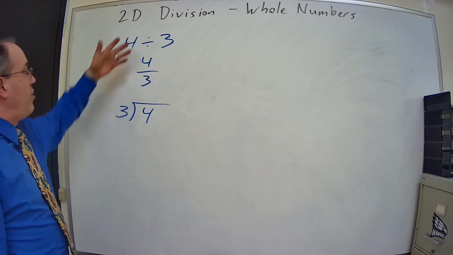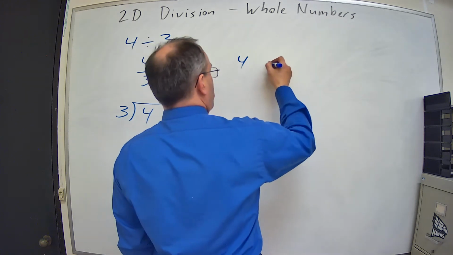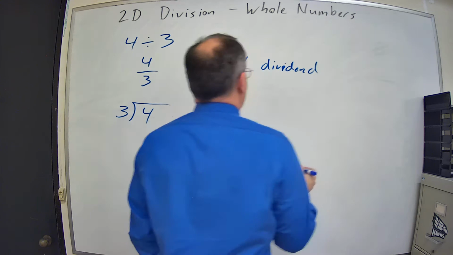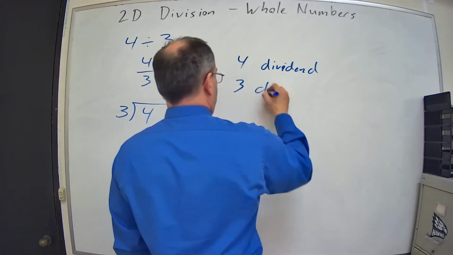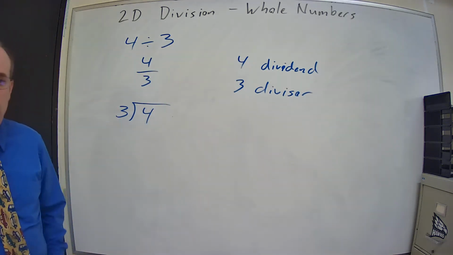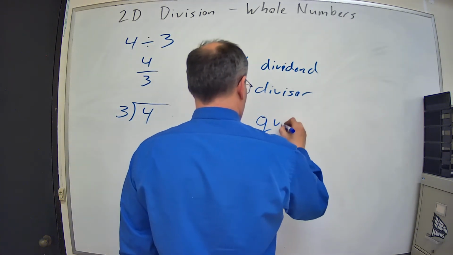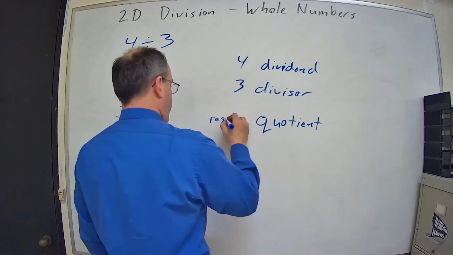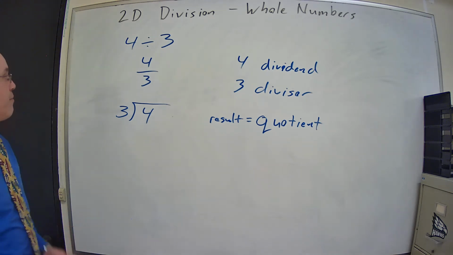In all 3 of these cases, 4 is considered to be the dividend, and 3 is considered to be the divisor. And the result, of course, will be the quotient. So the result is the quotient.